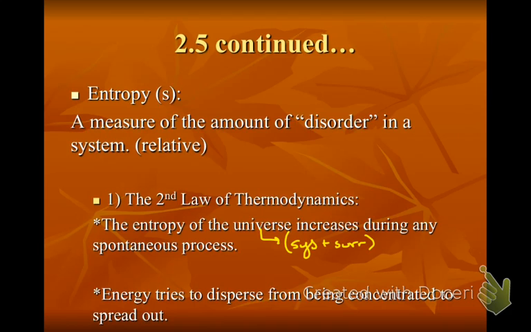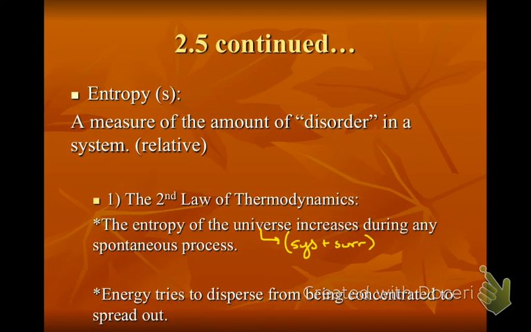And the second little star there is me trying to explain it. Energy is going to try to disperse from being concentrated to spread out. Think about a lot of normal everyday things, like a hot pan on the stove. If you take the hot pan off the stove, that heat is going to tend to dissipate. Energy tries to disperse from being concentrated to spread out. Same thing if you wind up a spring, it's going to spring out until all that potential energy is gone.